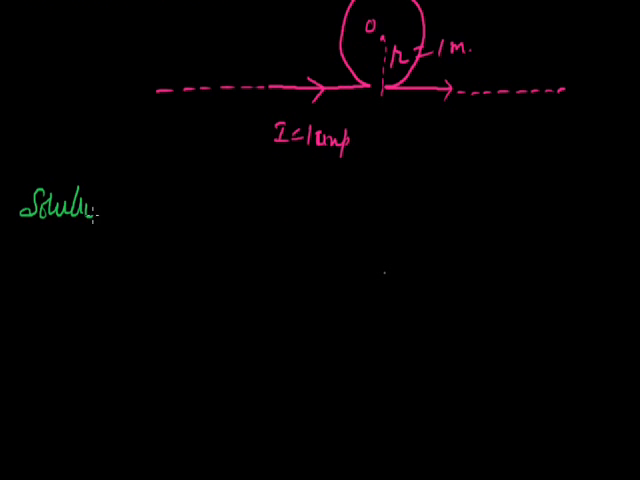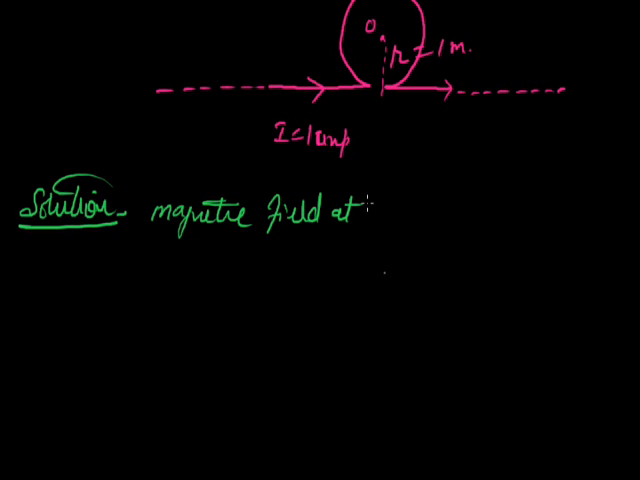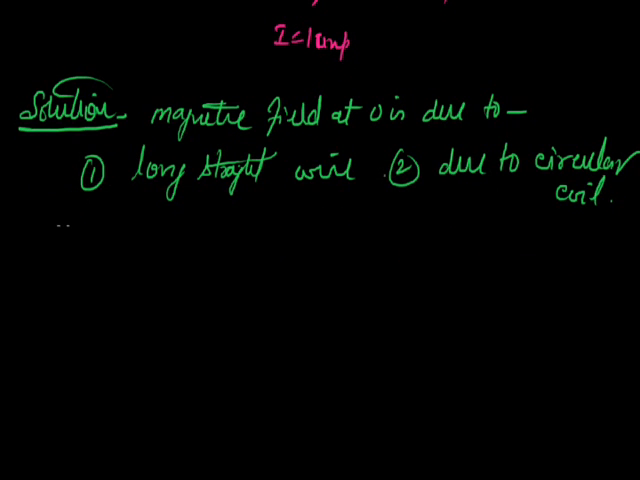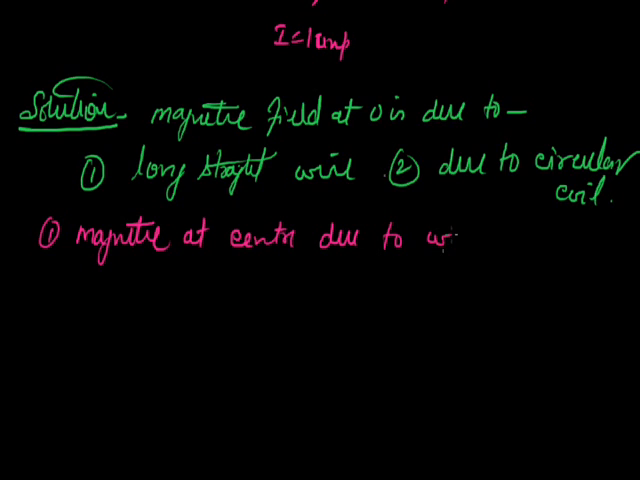Now the solution. We want to find the magnetic field at point O. It is due to the long straight wire and also due to the current in the coil. So the magnetic field at O is due to, number 1, the long straight wire, and number 2, the circular coil. First of all we will find number 1, the magnetic field at the center due to the straight wire.